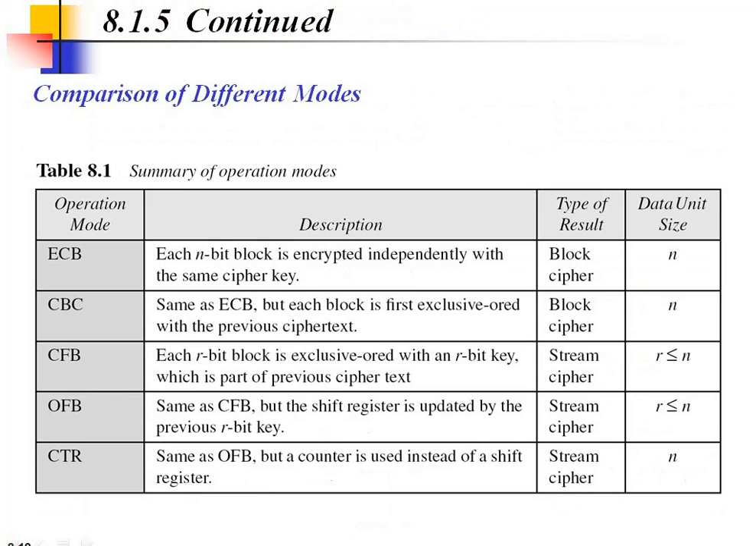To summarize the comparison between different modes, this is the overall comparison. In case of CFB and OFB mode, the number of bits to be encrypted or decrypted is less than or equal to n. For the other modes, the data unit size is n, that is equal to the input taken by the AES or the DES algorithm.